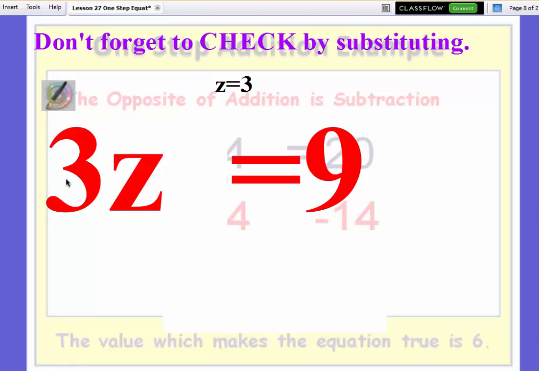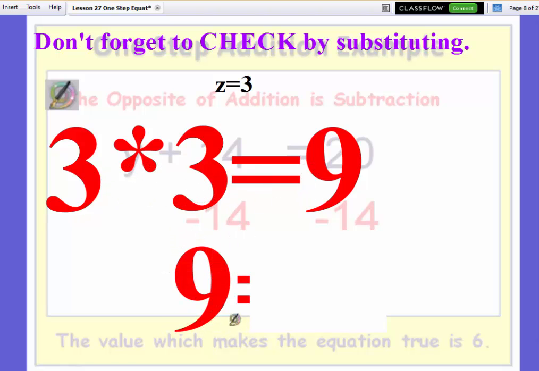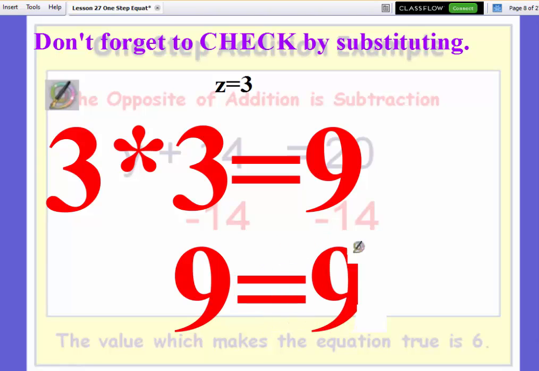So how I check is I rewrite my problem, then I substitute my variable in. So I said z equals 3, so I'm going to substitute that 3 in. So instead of 3 times z, it's 3 times 3. And does 3 times 3 equal 9? Well, I know 3 times 3 equals 9, and I know 9 equals 9. So my answer checks, so I know my answer is correct.